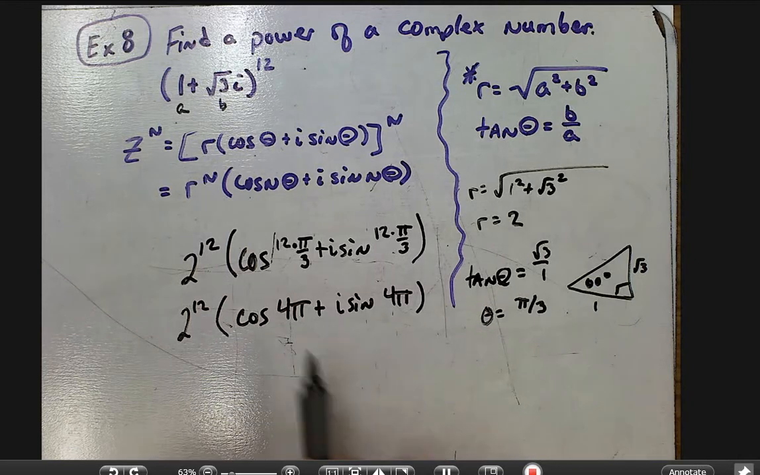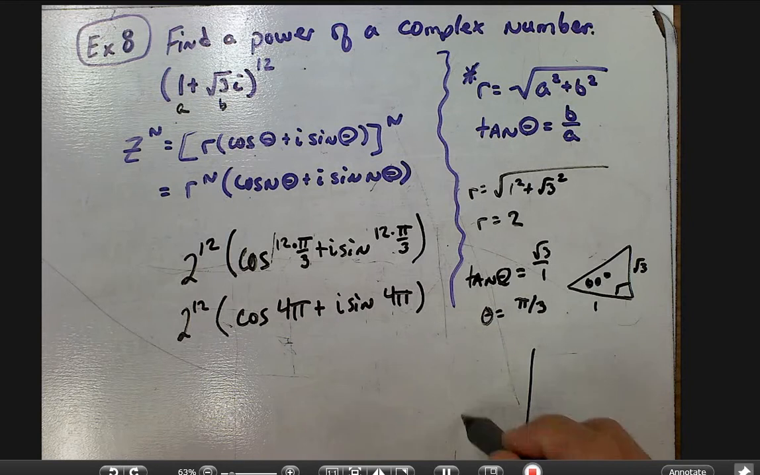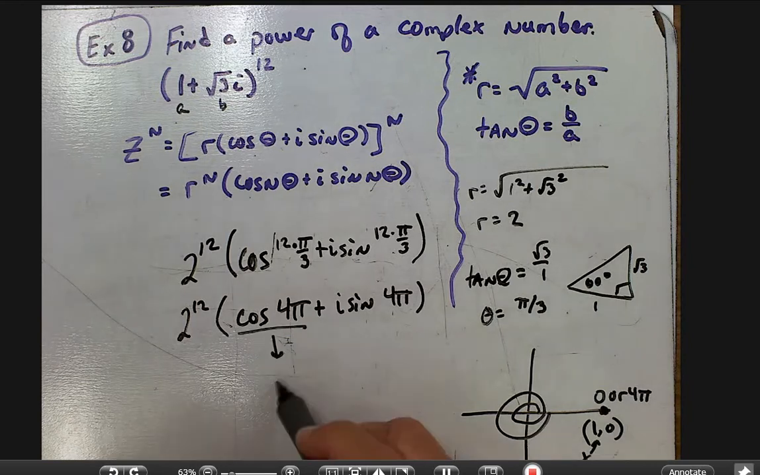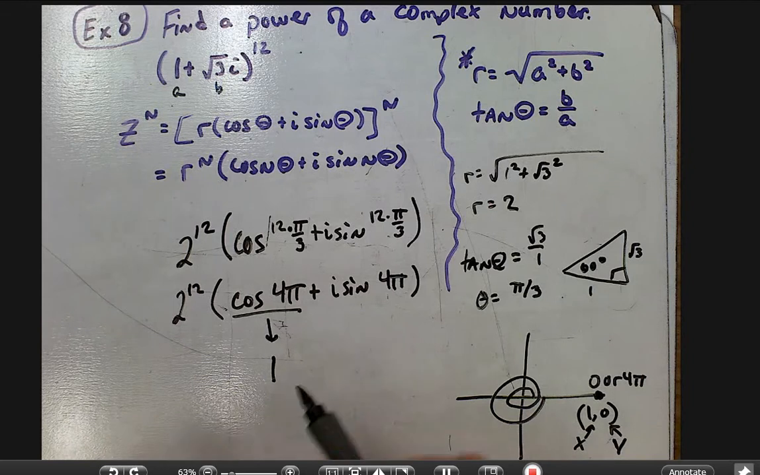Now we have to find the cosine of 4 pi and the sine of 4 pi. To do that, we know that going around the circle once is 2 pi. To go around the circle again is 4 pi. So this point here is 0, it's also 4 pi, and so we know that ordered pair is (1, 0). Since cosine is x, the cosine of 4 pi is 1, because the x is 1. Since sine is y, the sine of 4 pi is 0, because y is 0.